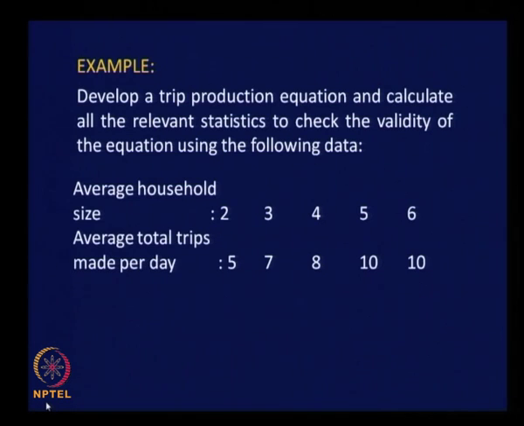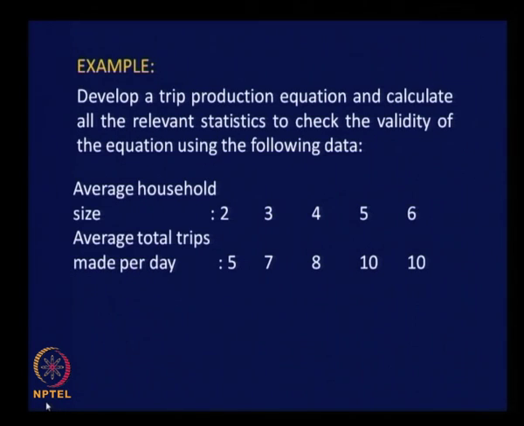average household size 2, 3, 4, 5 and 6, average total trips made by each of the households per day 5, 7, 8, 10, 10. Which is the dependent variable here? The first row values or second row values? Dependent variable.